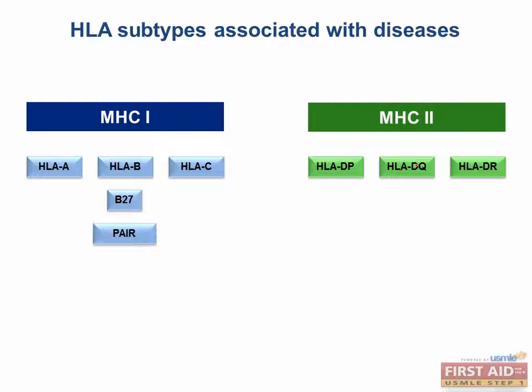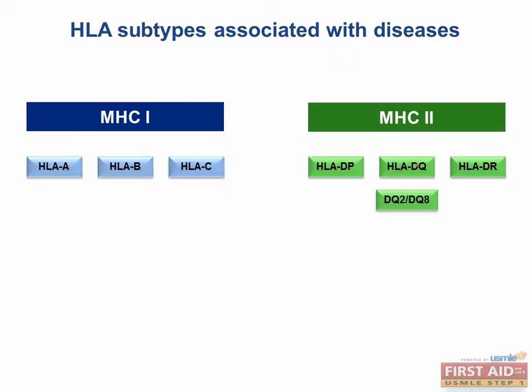Well, I remember the mnemonic PAIR. It's in the First Aid book, but it stands for, do you know? Psoriasis, ankylosing spondylitis, inflammatory bowel disease, and Reiter syndrome. So I'm not going to get into the details of all these diseases. You're going to talk about them later, but just know what diseases are associated with what genes. It's just a memorization thing.